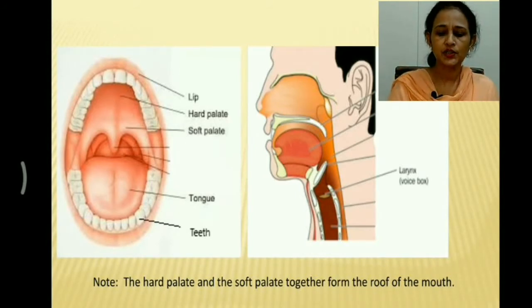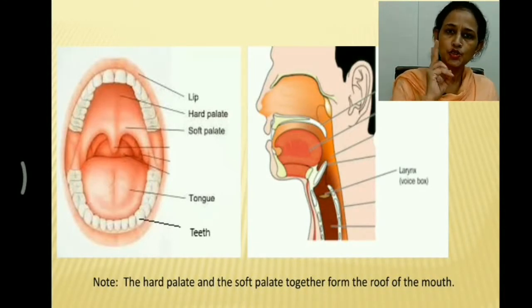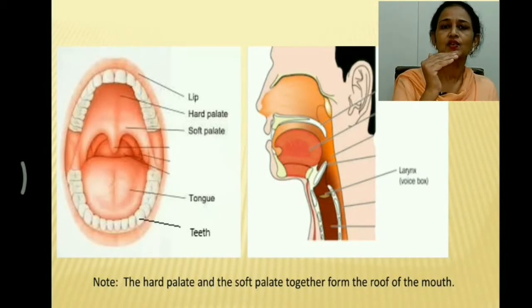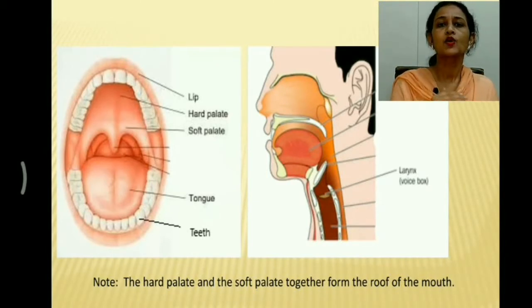In the next picture, we have the larynx, which is also known as the voice box. The larynx has two thread-like structures known as vocal cords that help in sound production.